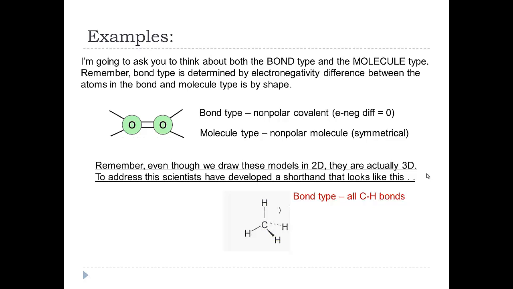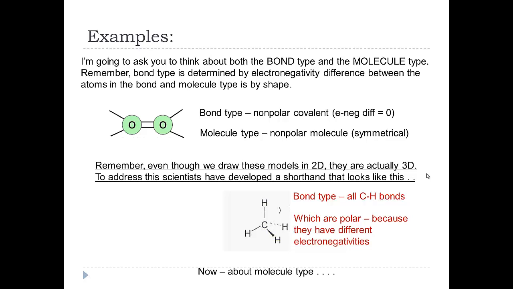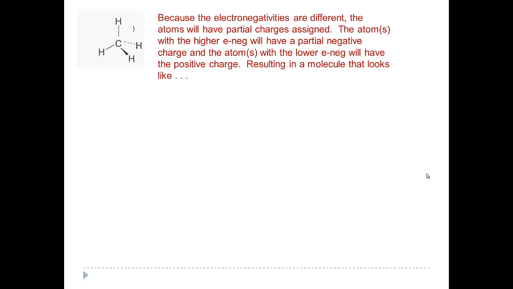Here, for the bond type, since we have all carbon to hydrogen bonds, it's going to be the same, but these bonds are all polar because they have different electronegativities. Carbon has a higher electronegativity than hydrogen does. Now for molecule type. Because the electronegativities are different, the atoms will have partial charges assigned. The atoms with the higher electronegativity will have a partial negative charge, and the atoms with the lower electronegativity will have the positive charge, resulting in a molecule that will look like this. So now carbon's going to have a partial negative, and each of the 4 hydrogens will have a partial positive.